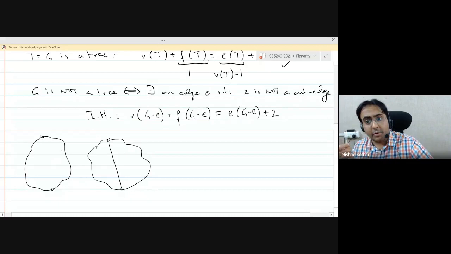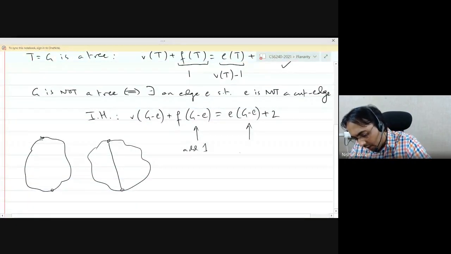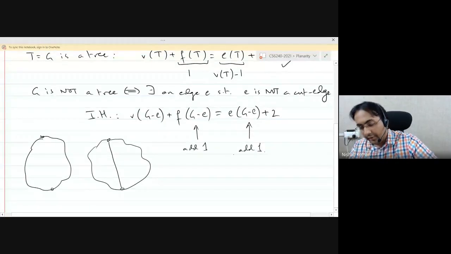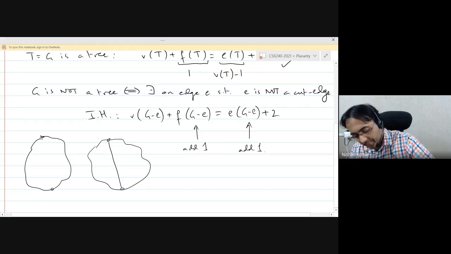The number of edges goes up by one, well, because you added an edge, and everything else remains the same. So in other words, you're adding one here and you're adding one here when you go from G minus e to G. So clearly, the equation holds. Okay, so that is a proof.